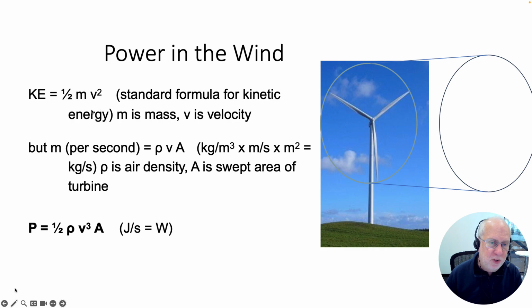So half mv squared, but what's the mass? It's going to be the density times the velocity times the area. Velocity times area gives you the volume of the cylinder. Factor this in, put that in place of the m up there, and you end up with the power from a wind turbine is a half times the density of air, velocity of air cubed, times the swept area.